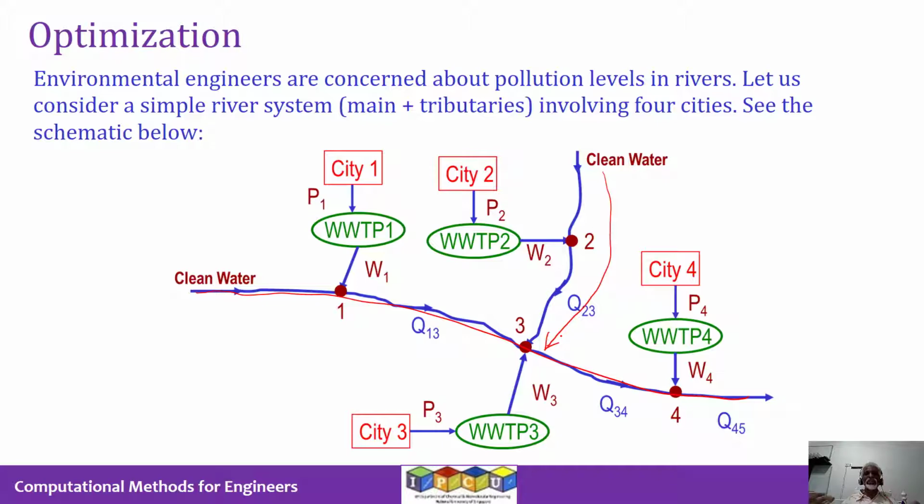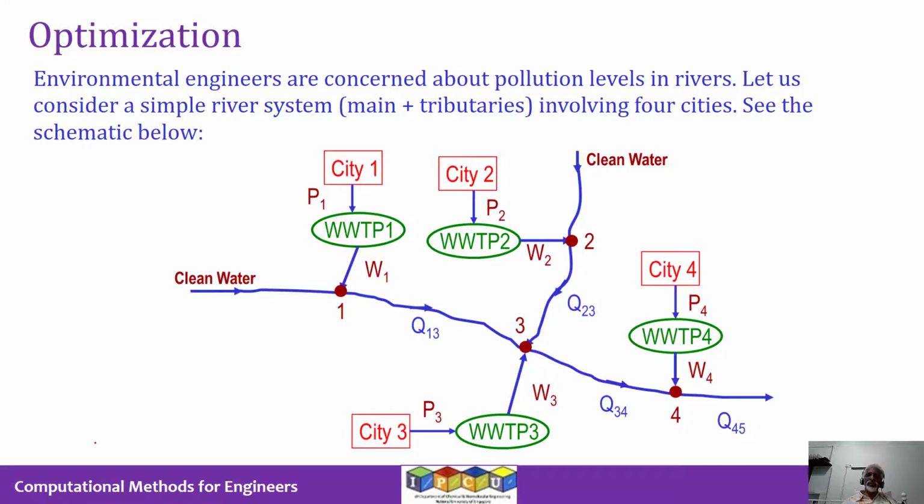So the cities will incur a cost for treating the pollutant. The question is, how much of the pollutant should each city process? All of it? Half of it? 10% of it? That's what we've got to find out. But the idea is the cities operate their wastewater treatment plants in such a way that the environmental regulations are met. We will look at the terminology, what each of these symbols means, in the next slide.